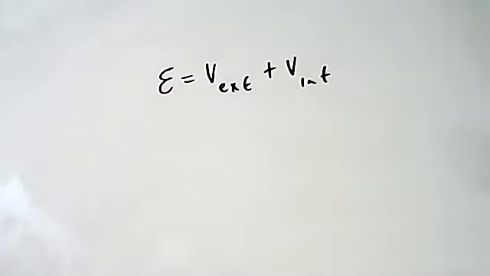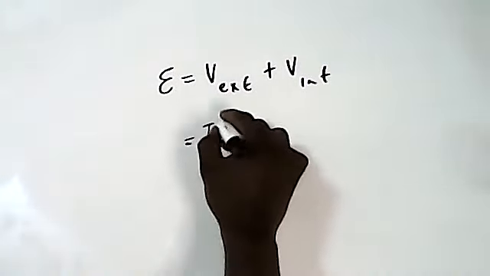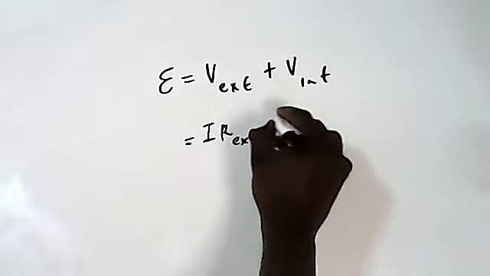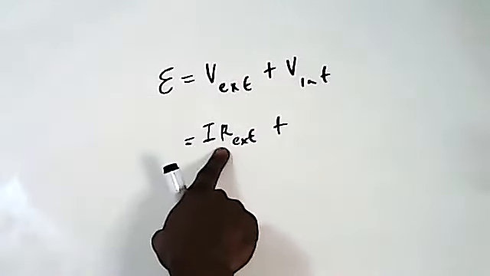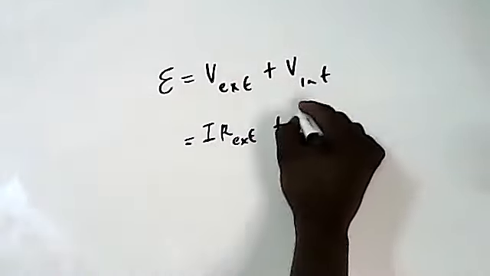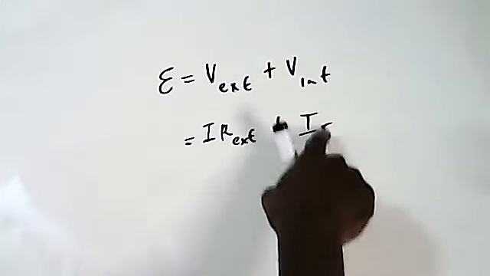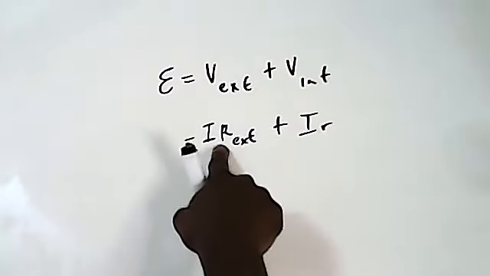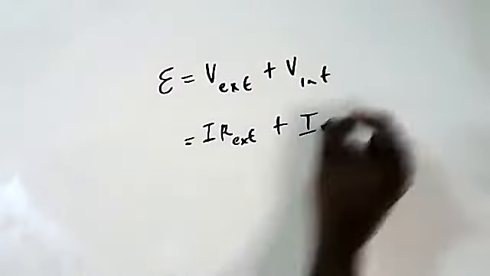So from here, we know that voltage is given by what? Voltage is given by current multiplied by resistance. So here we have the current multiplied by the resistance of the external. I haven't changed anything, because we know that voltage is given by I multiplied by R, but this is the R of the external. This one is given by I multiplied by r, where we use a small letter r to indicate that this is the R of the cell itself. When we use capital letter R, it is the R of the external. The small letter r is the R of the internal, right?